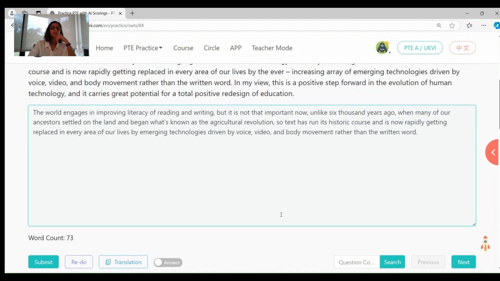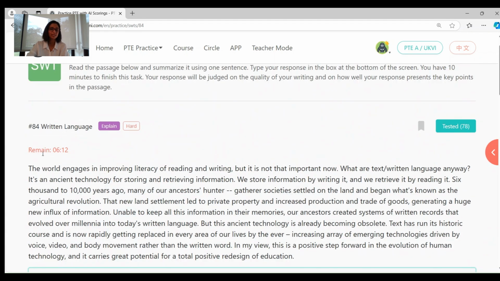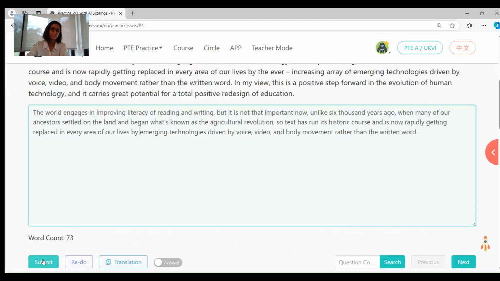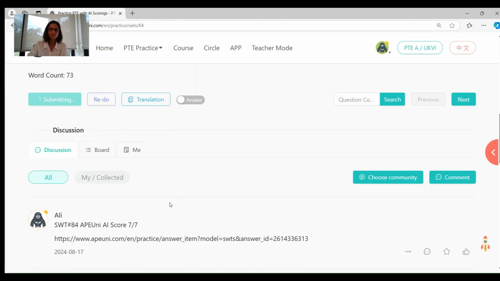Let's read it together. The world engages in improving literacy of reading and writing, but it is not that important now, unlike 6,000 years ago, when many of our ancestors settled on the land and began what's known as the agricultural revolution. So text has run its historic course and is now rapidly getting replaced in every area of our lives by emerging technologies driven by voice, video, and body movement rather than the written word. I'm really happy with that. How much time have I spent? Less than 5. Submit. Let's mark it, shall we?